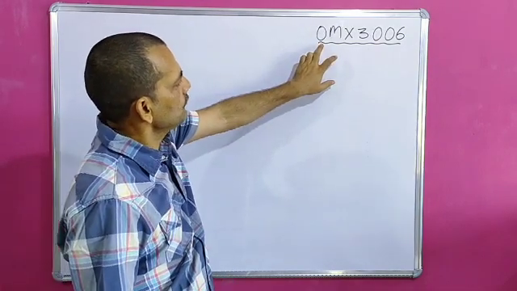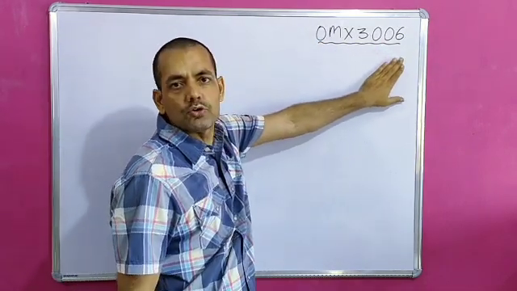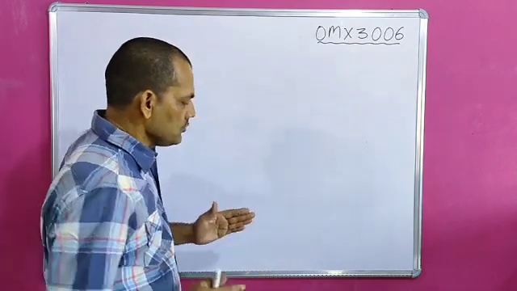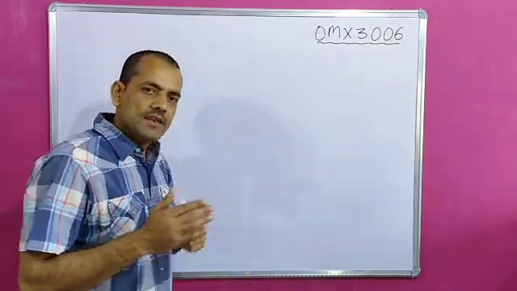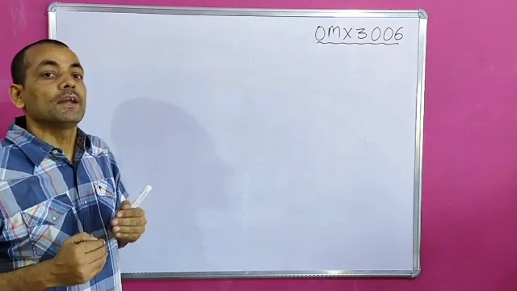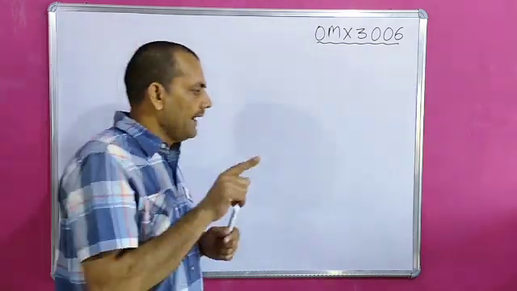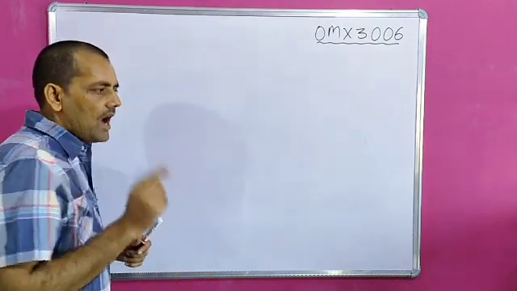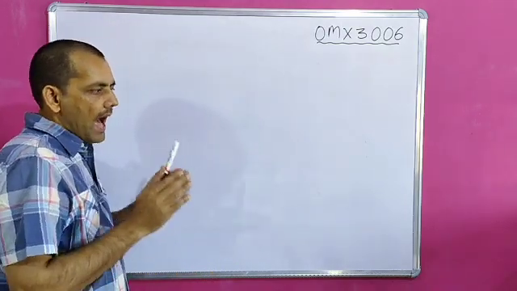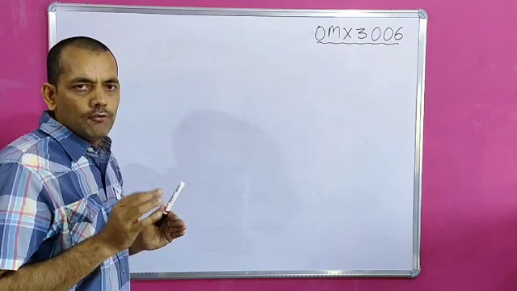I'm explaining question ID 0MX3006, which is talking about a school trip and its expenses varying with respect to the number of students taking part in the trip. As per case 1, there are 18 students and the per head expense is 4,500.